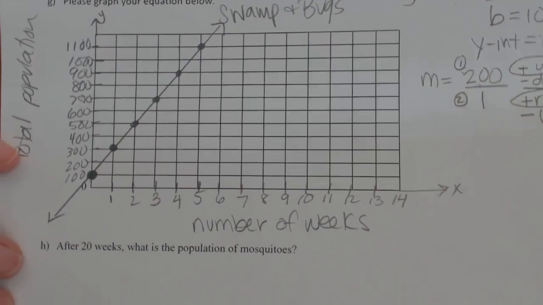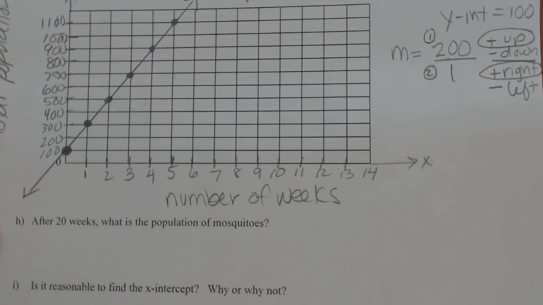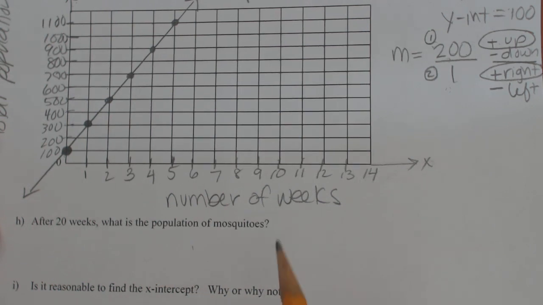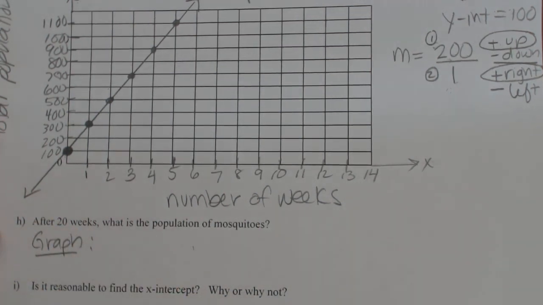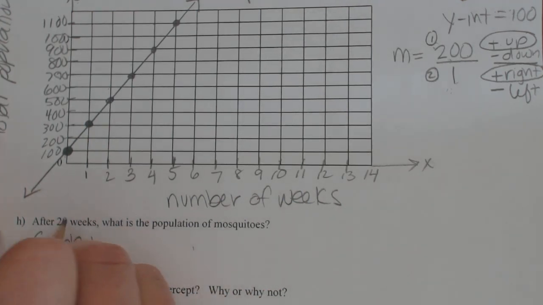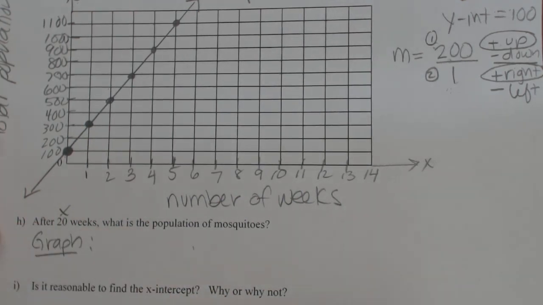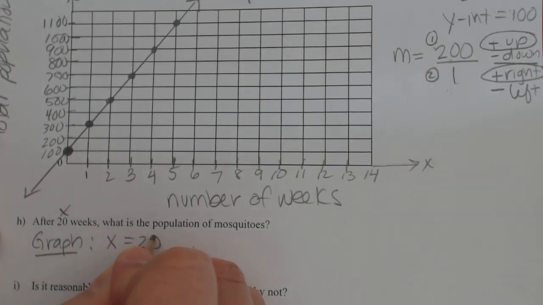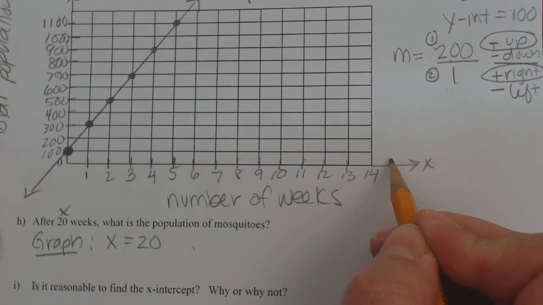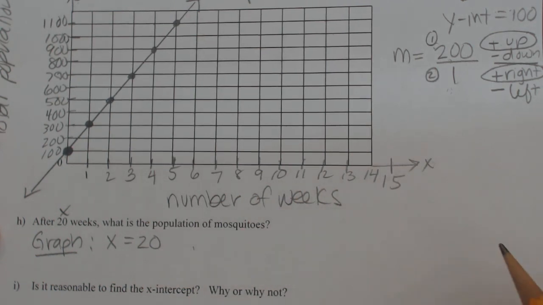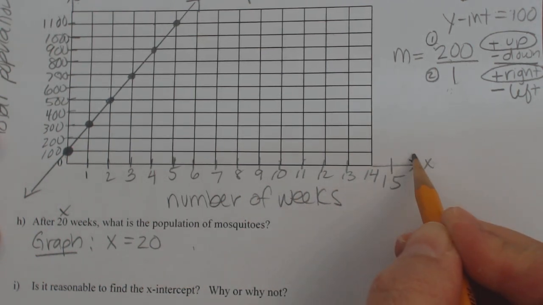Okay, let's see what we have to do next. After 20 weeks, what is the population of mosquitoes? Now you could do this one of two ways. First is using the graph. When we use the graph, they give us the X. Remember, the X is the number of weeks. So they say, okay, X is 20. So we're going to go over to, I can't go to 20 because this next one would be 15. We ran out of graph.